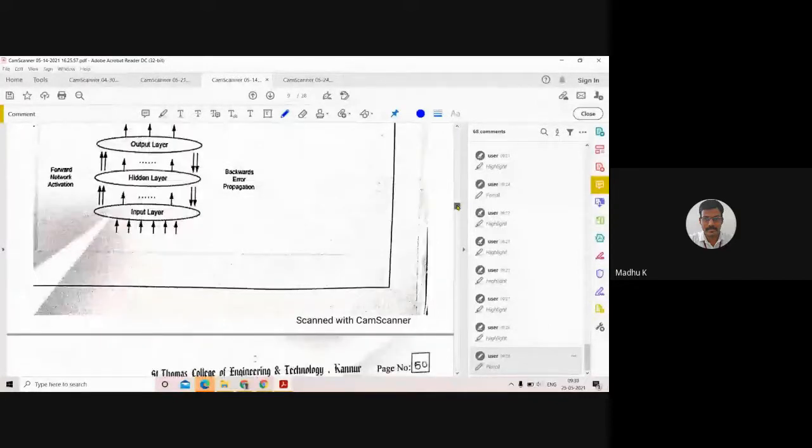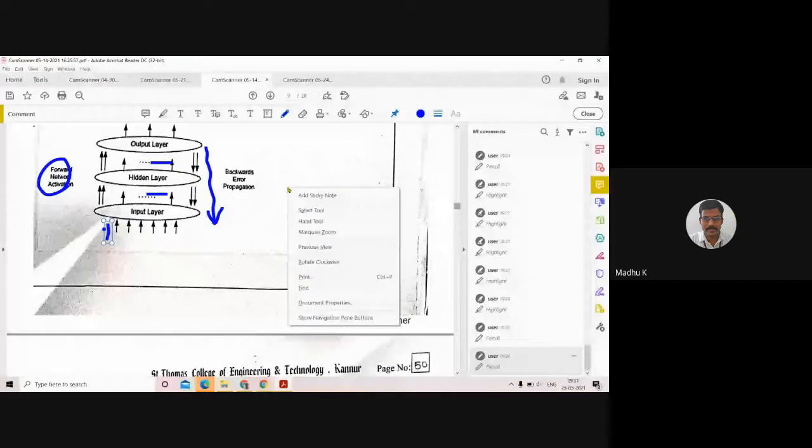So we apply an input, then we calculate the final output. That is called the feed forward phase. Then comes backward error propagation: in order to correct the error, we propagate the error terms backward. Finally we update the weights between these neurons to get the correct output. This is the working of the back propagation learning algorithm.